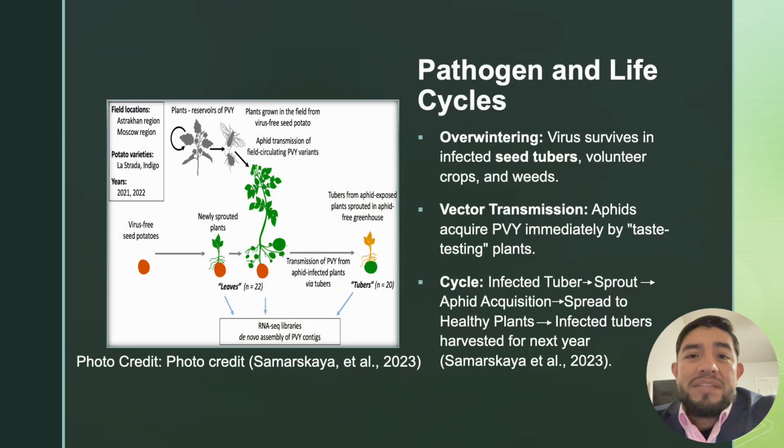The PVY disease cycle is a loop driven by infected plant material. The virus overwinters in infected seed tubers, volunteer potatoes left in the field, or solanaceous weeds. When spring comes, aphids begin to feed.